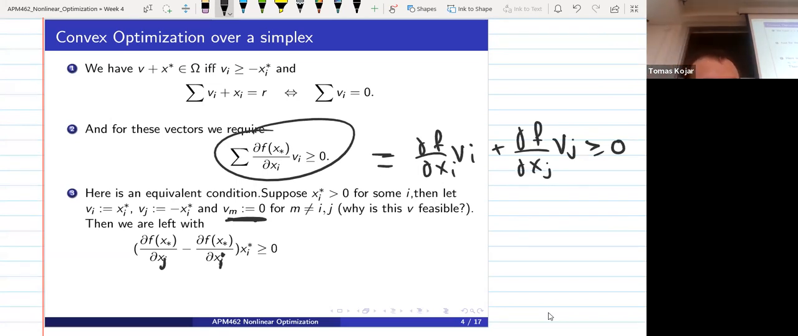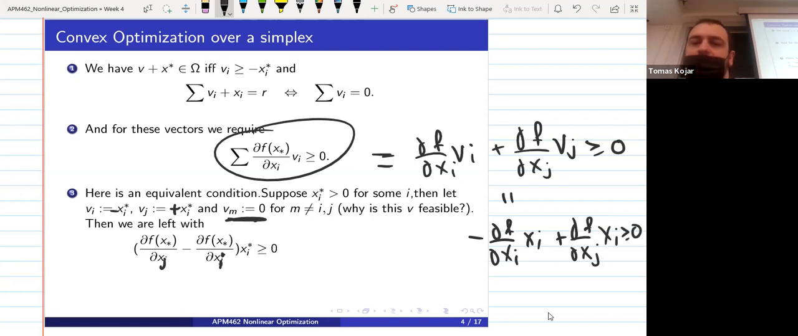Then you plug in the xi over here. So you get minus partial of f with respect to xi times xi, and then partial of f with respect to xj times xi. Then you factor it out. So then you have exactly this.